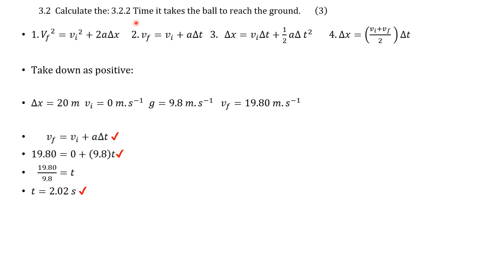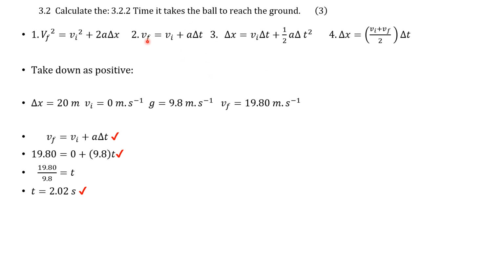Calculate the time it takes for the ball to reach the ground. Again, we have our same formulas that we will choose from. We're taking down as positive. So we know the distance traveled is 20, initial velocity was 0, my gravity was 9,8 and my final velocity is 19,8. However, they want time.